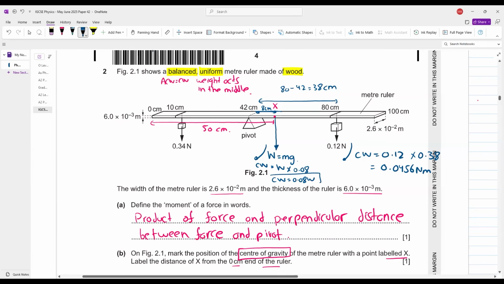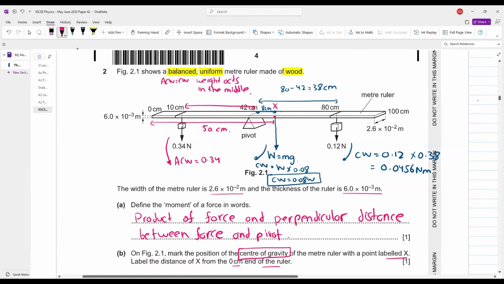W is your answer. What will be your anti-clockwise moment? Due to the 0.34 Newton force. What will the anti-clockwise moment be? The 0.34 Newton force is acting at the 10 centimeter mark. What is the distance of this force from the pivot?